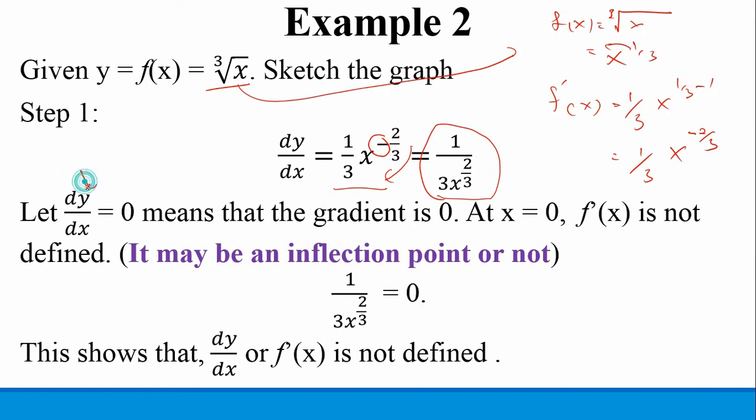And then for step 1, you assume that it is equal to 0. However, when you assume that it is equal to 0, it can be not defined, or undefined. The reason is because if you assume that this one is equal to 0 and move this one to the left side, it will become 0, so you don't get the value of x.